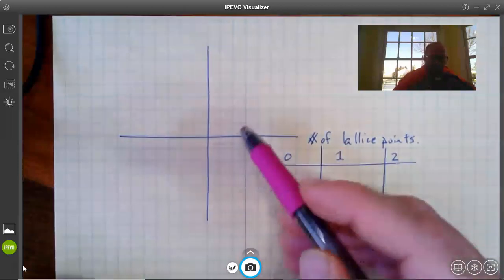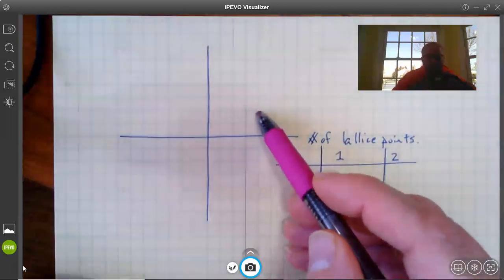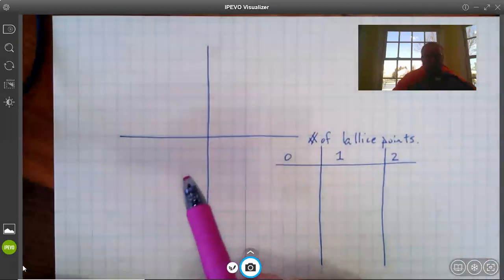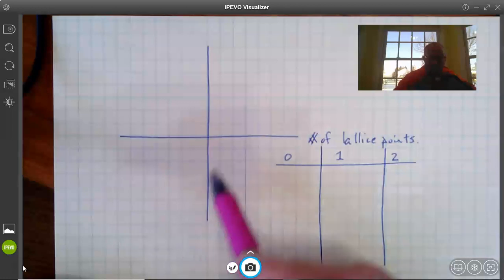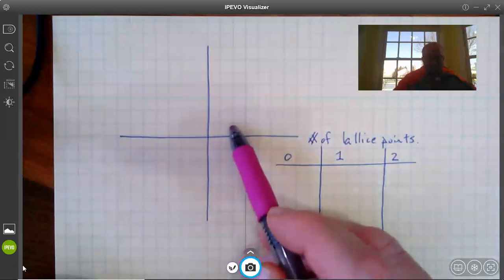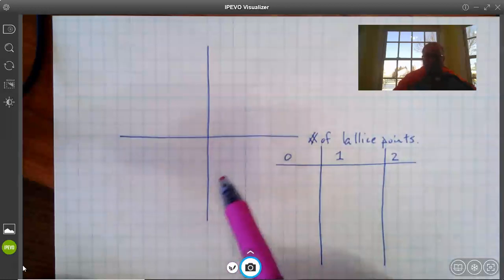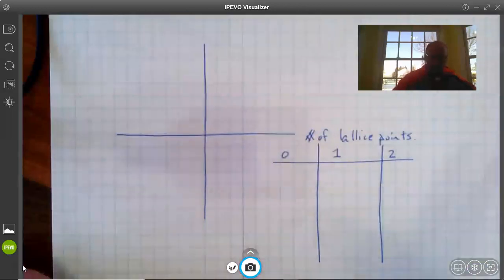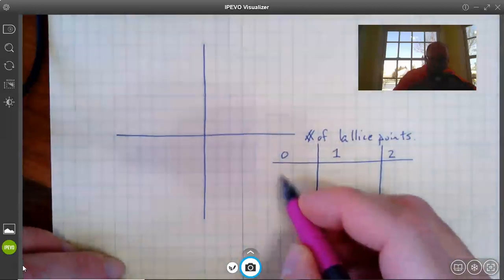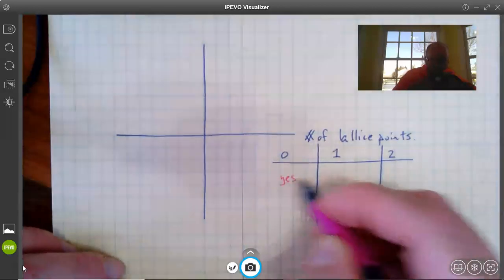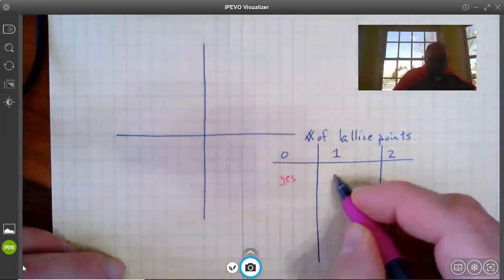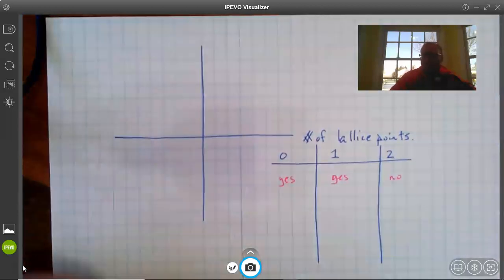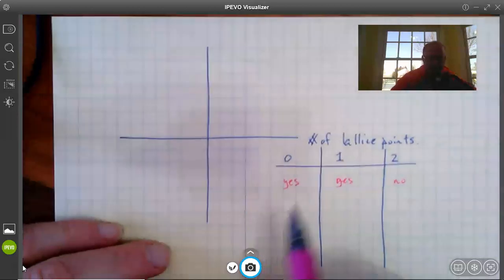Remember, lattice points are the points where the grid lines cross. Or another way of thinking of them, they are points on the grid with whole number coordinates. So (1, 1), (2, 1), (3, 2), and so on. No fractions or decimals or anything. Whole number coordinates. And by the way, the answer is yes, yes, and no.